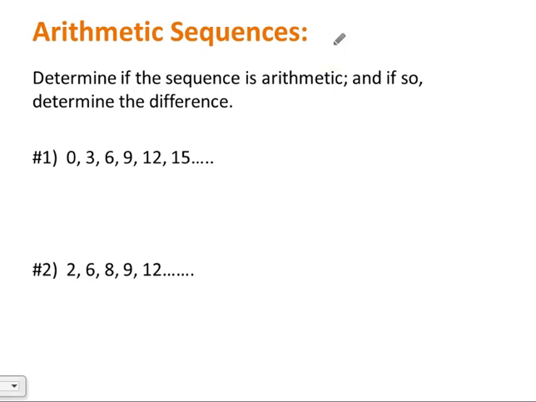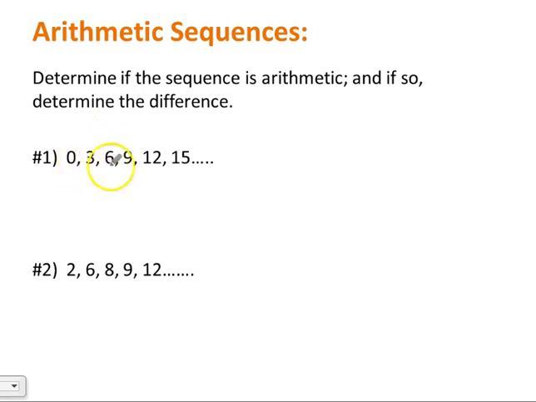So in order, again, to determine if a sequence is arithmetic, you need to determine the difference and make sure that the difference between each term is the same. So I want you to look at 1 and 2. Now would be a good time to click pause, and I want you to determine if the sequence is arithmetic in each of those examples or problems, and if so, determine what the difference is.